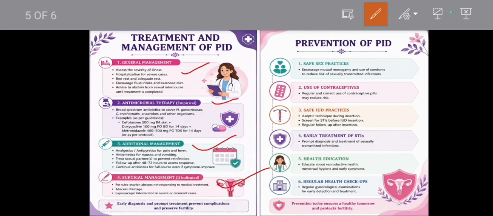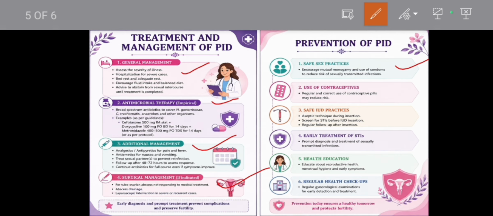So, prevention of PID. How can we prevent pelvic inflammatory disease? So first one is safe sex practices. We have to encourage mutual monogamy and use of condoms to reduce the risk of sexually transmitted infection. So proper safe sex practices should be followed. Then contraceptive usage, regular and correct use should be done. Then even safe IUD practices: when IUD insertion is done, an aseptic technique should be used, with sterilized equipment and all, so that infection or microorganisms don't enter the body from the lower area.